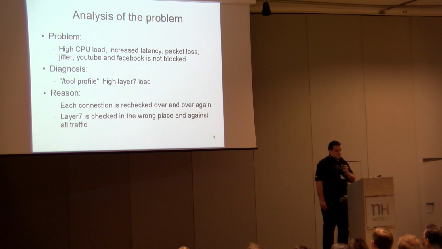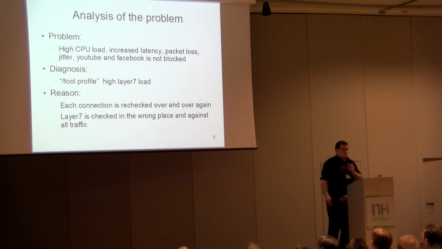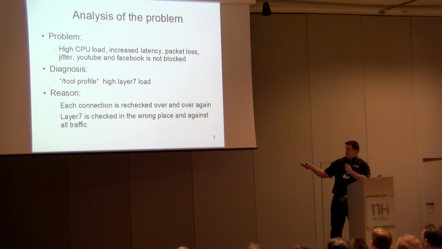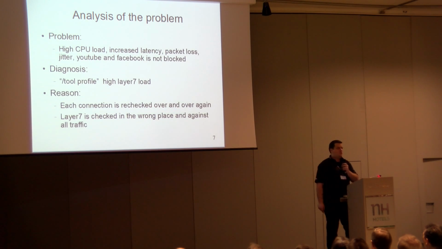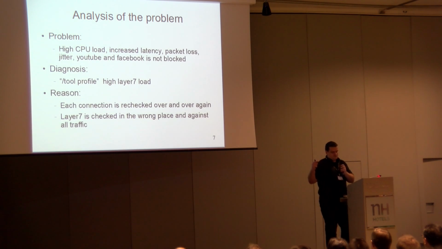So how to diagnose this problem? Of course, we ask you to open up tool profile, and of course you will see a high layer 7 load there. And what is the reason for this? There are only two simple rules. Each connection is rechecked over and over again each time your firewall drop rule is triggered. Every time a packet comes in, it needs to be checked against that layer 7 regex, not just any traffic, but all the traffic that goes through your forward chain. So basically layer 7 is checked at the wrong place and against all of the traffic.